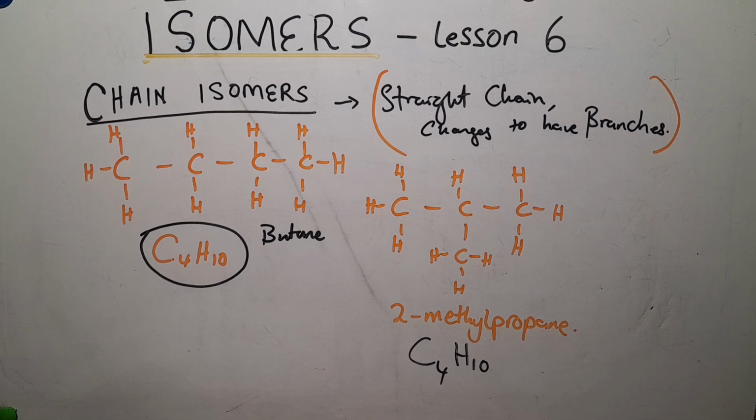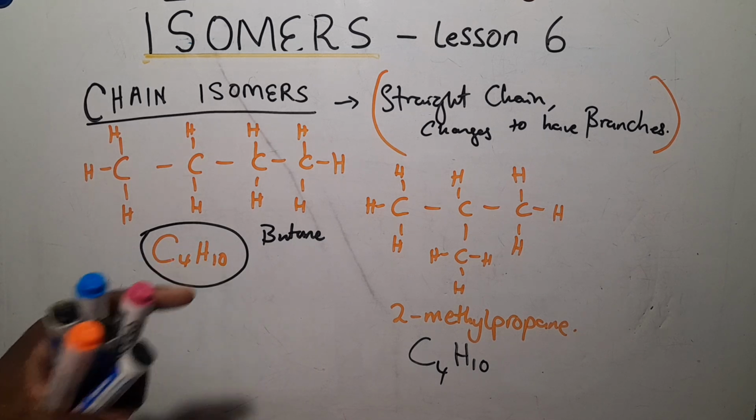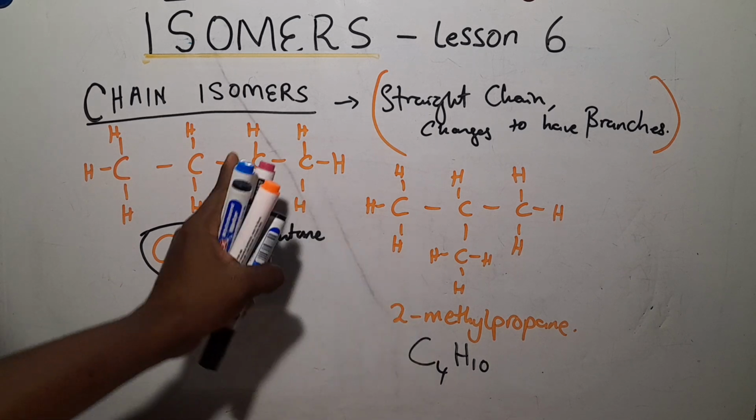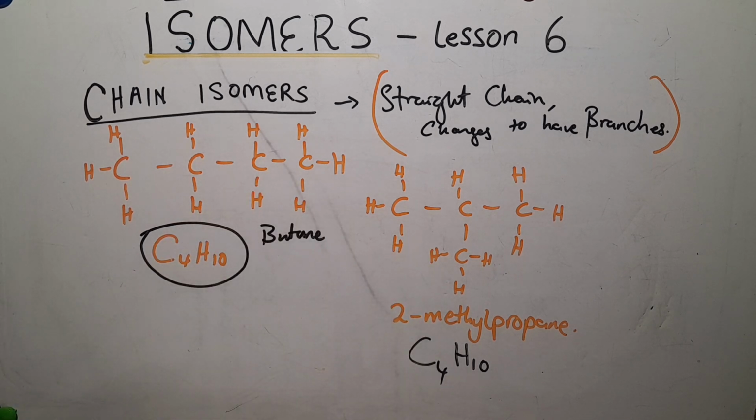Maybe you can take a look at some other examples. C4H10 has only 2 isomers, this and that: butane and 2-methylpropane. So maybe let's try with pentane. Let's see what happens with pentane.